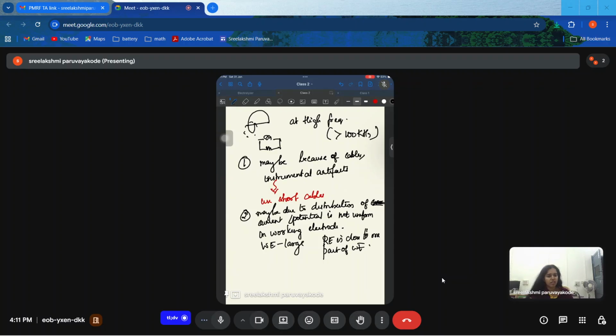Even in this case, because the reference electrode is not very close to the working electrode, we don't get a uniform distribution of the potential and or current over the working electrode, and this also results in the inductive value. So in this case, what we can do is take data at 30 kilohertz or a lower value in order to avoid the inductive effect.